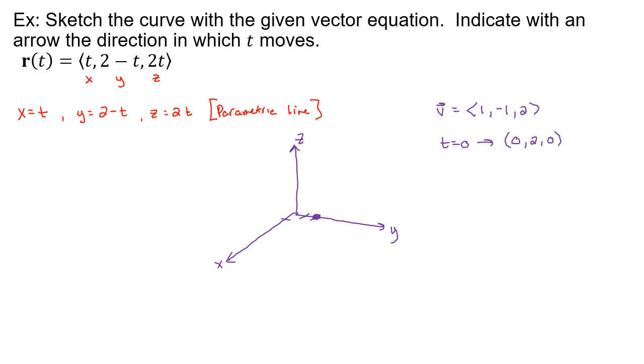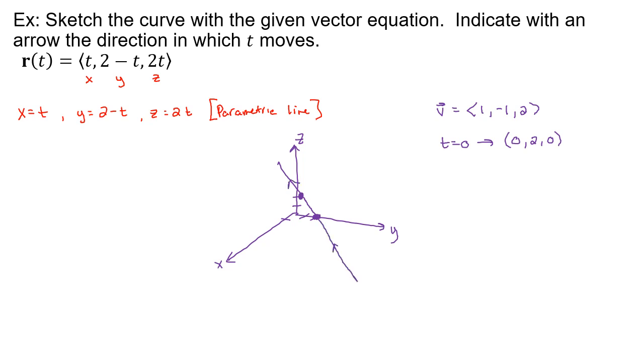So I'm going to go 1 unit in the x, -1 in the y, and 2 units in the z. So back 1, over 1, and up 2. And it's going to be somewhere about right there. Now, technically, this line does go on forever. Remember that, because I just picked these arbitrary points.